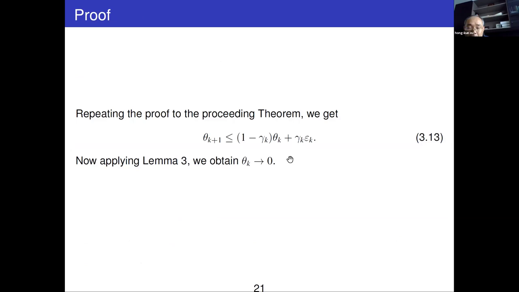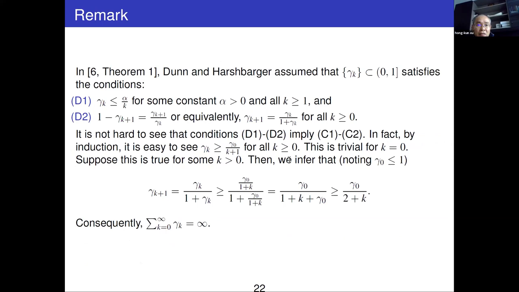Now let me tell you something about the history of this selection of the open loop. The condition was actually used by Dunn and Harshbarger quite early, in 1985, probably. They choose the step size gamma k in the following way. Two conditions, D1, D2. This is D1: gamma k is smaller than or equal to alpha over k for some constant alpha. Number two, the condition D2: gamma k satisfies this recursive relation, gamma k plus one equals gamma k over one plus gamma k.